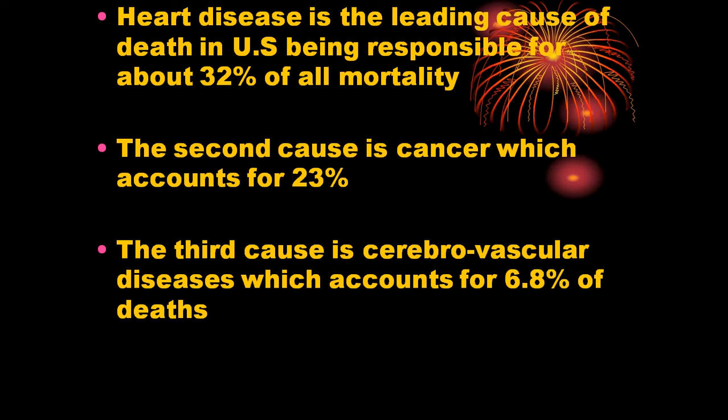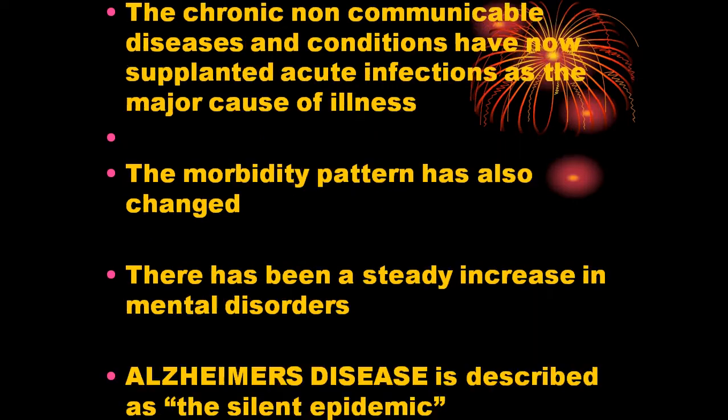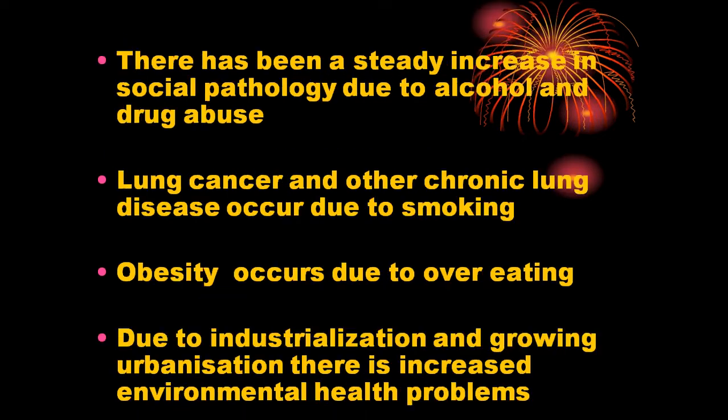The second cause is cancer, heart diseases are taking over in the US. Third cause is CVAs. I'm talking about the US. The chronic non-communicable diseases and conditions have now supplanted acute infections, and this is what is epidemiological transition.